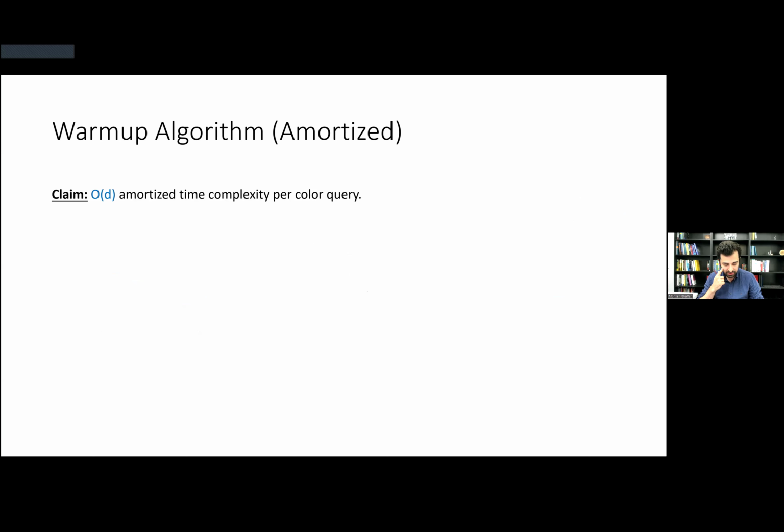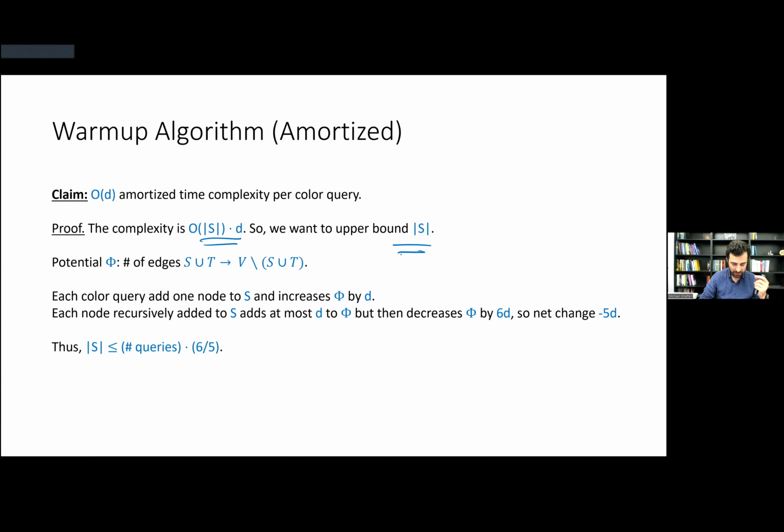I claim that this algorithm has amortized time complexity of order d, where d is the out degree that we have. The reason is simple. During this algorithm, for each node that we put in S, we check its out neighbors. So the total complexity is something like order of the cardinality of S times d. The only thing that remains is to bound how large S would be in an amortized sense, and for that, let me use a potential function.